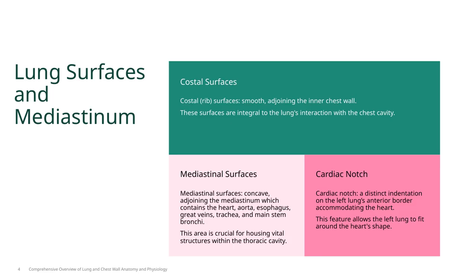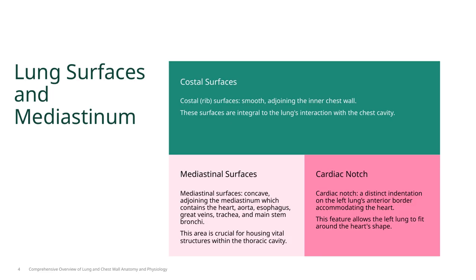Now, moving on to the overall view of the lung surfaces and mediastinum, one interesting feature to note is the cardiac notch. This is a distinct indentation on the anterior border of the left lung, specifically designed to accommodate the shape of the heart. It allows the left lung to fit snugly around the heart, ensuring an efficient fit within the thoracic cavity. Understanding these features helps us appreciate how the lungs are structured to optimize their function while accommodating the surrounding vital structures.